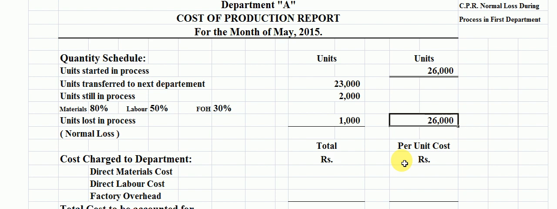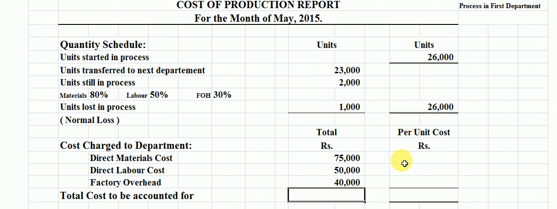Then we move to the second section, the cost transferred to department, in which there are three costs: direct material cost, direct labor cost, and factory overhead cost, which are given in the problem. Let's put these values here. The material cost is 75,000. The direct labor cost is 50,000 rupees, and the overhead cost is 40,000 rupees.